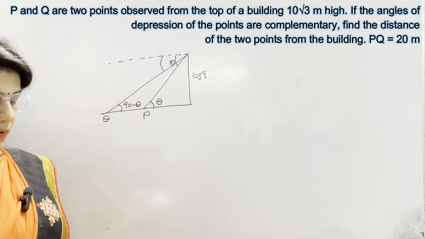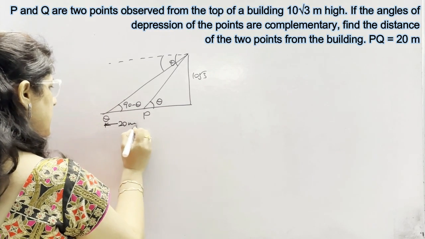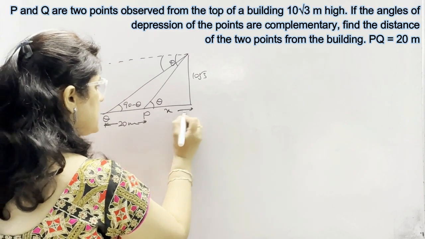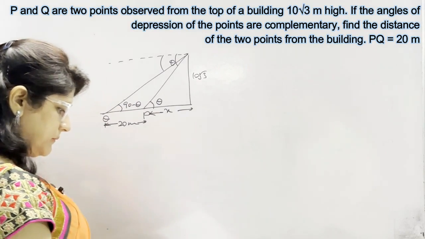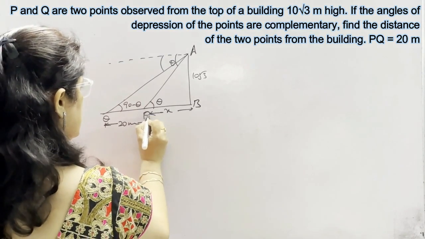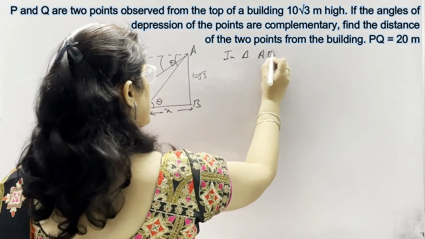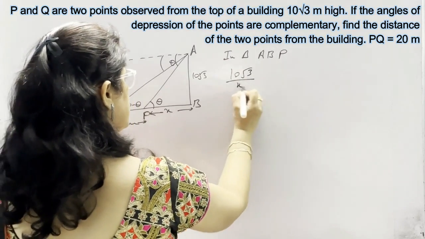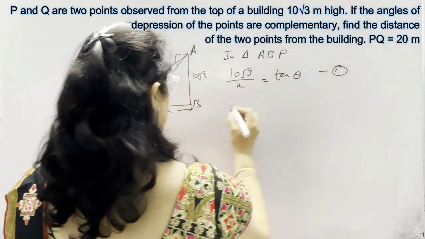Find the distance of the 2 points from the building, and PQ distance is given as 20 meters in the question. We need to find the distance of these 2 points. It means we need to calculate this distance and we can take it as x. Let the distance be x from the building. Now taking triangles, A B, and this is P, next is Q. So in the first triangle ABP, perpendicular is 10 under root 3, upon base is x, and the angle gives tan theta. This is our first equation.